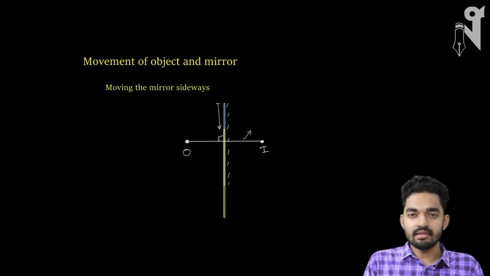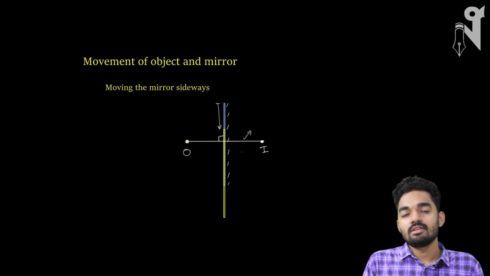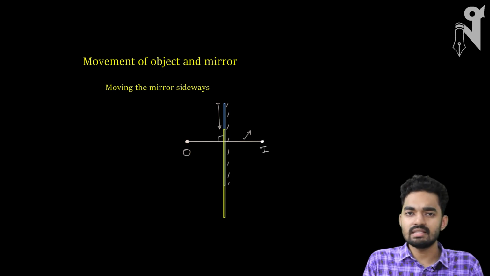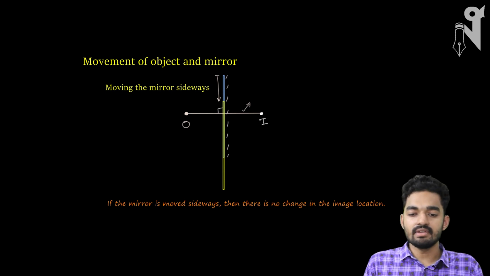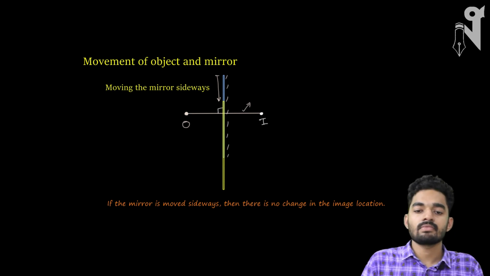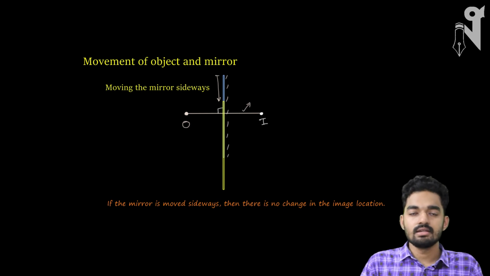So what we can say is, again, the object distance must be equal to the image distance, and the image must be lying on this line. So therefore the position of the image will remain the same. Whatever was the position of the image, the new position will also be the same. So basically the image will not move. So whenever you move the mirror sideways, the position of the image is not going to change. Let me add a point: if the mirror is moved sideways, then there is no change in the image location, right? So whenever the mirror is moved sideways, there will be no change in the position of the image.